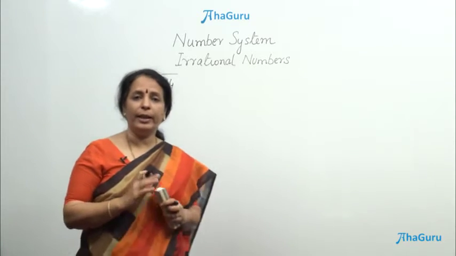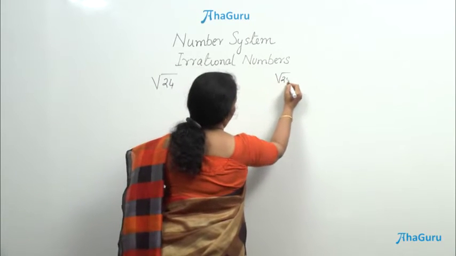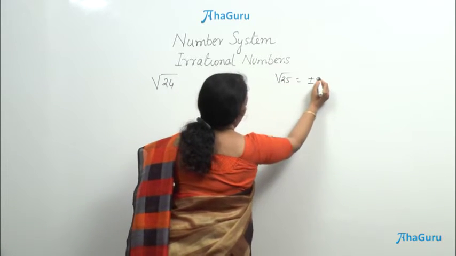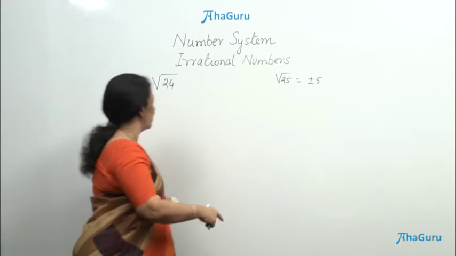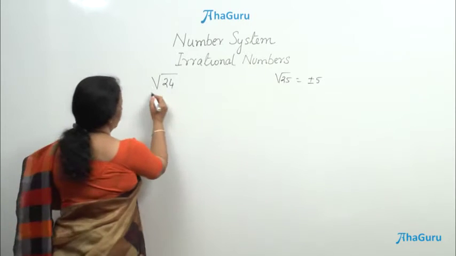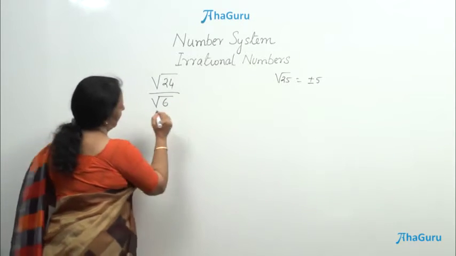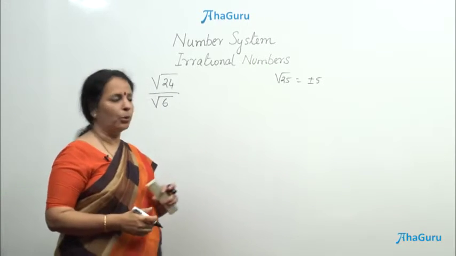Root 25 is rational. Why? If I write root 25, the answer is plus or minus 5. This is a rational number. So, root 25 is rational, but root 24 is irrational. So, what we do? You divide this by another irrational number. Both of them are irrational and we will learn how to divide.